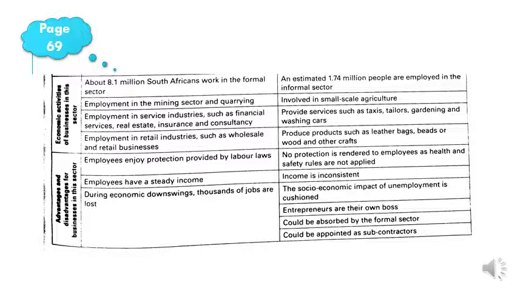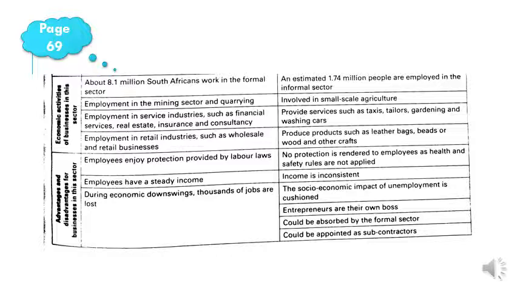Now we look at the advantages and disadvantages for businesses in the formal sector. Employees enjoy protection provided by labor laws. Employees have a steady income, which means they know exactly what to expect from their salary each month. During economic downswings, thousands of jobs are lost. Think of now with COVID-19, a lot of economic activities had to be downscaled. So most likely a lot of people will lose their jobs because companies can no longer afford them.